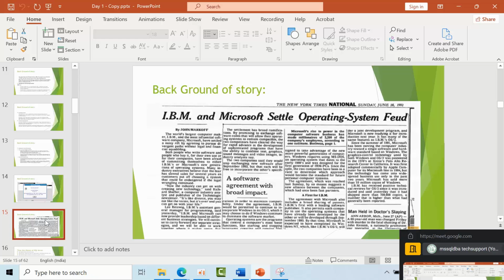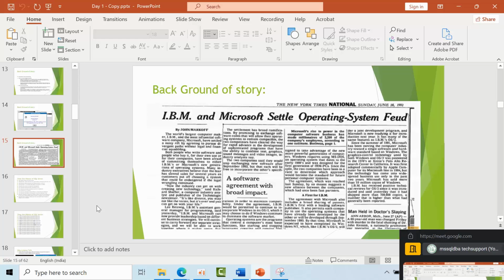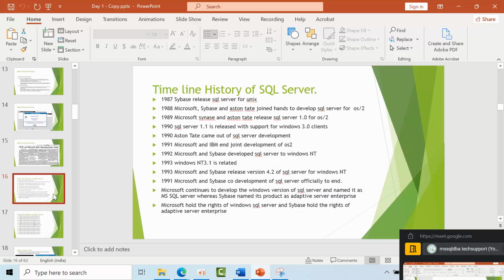Now Microsoft was famous for the operating system only. They didn't have any database or SQL Server. Then Microsoft got an idea: why don't I develop my own database server along with my operating system? But they didn't have the manpower or knowledge, so Microsoft thought to partner with other companies in the database market. That's how our SQL Server journey started.